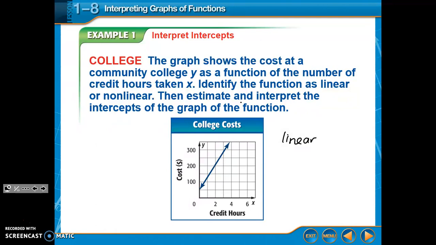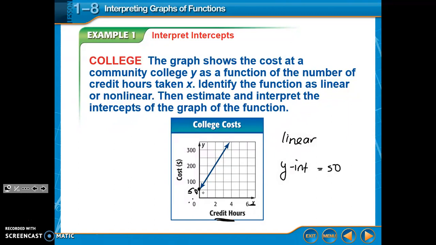Okay, and then it says estimate and interpret the intercepts of the graph of the function. So the intercepts are where they touch either the x-axis or the y-axis. Now in our graph, it does not touch the x-axis. If we were to continue this out, it would touch somewhere in the negatives. But because we can't have negative credit hours, we're not concerned about the x-axis in this case. So we're just looking at the y-axis. It touches at about 50. So we can say that the y-intercept is 50.